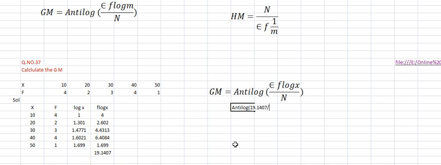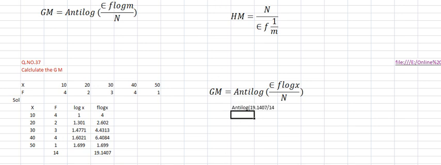19.1407 divided by, what is n? N is the total of this frequency, right? Frequency total. I will show you now. Total frequency is the frequency total. This total you have to find. The total frequency is 14, right? What is the total number? 14. So write the 14 here.